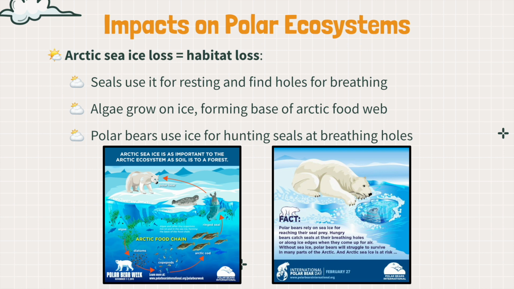On polar ecosystems, so Arctic sea ice loss means habitat loss. So seals use that ice for resting and for finding holes to breathe. Algae grows on the ice, forming a base of the Arctic food web. And polar bears use ice for hunting seals at breathing holes. So this is kind of an entire Arctic food chain that would be lost because the habitat itself is lost due to the melting of the ice.